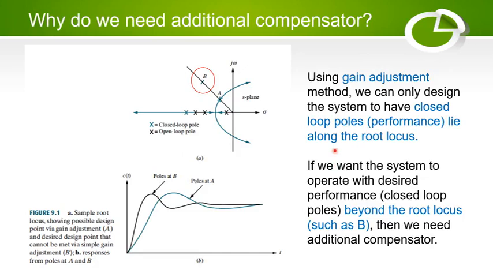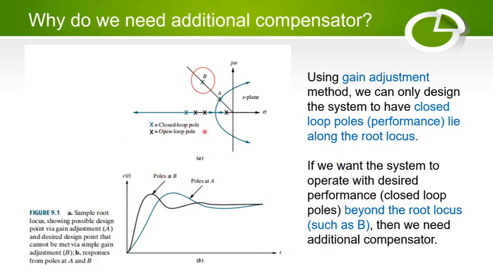In the previous video, I demonstrated to you that we can actually design the transient response of the system by gain adjustment. So why do we need additional compensators? If you recall, if we use gain adjustment, we can only design the system to have closed loop poles lie along the root locus. But if you want the system to operate with desired performance beyond the root locus, such as the point being shown here, then we need additional compensator.